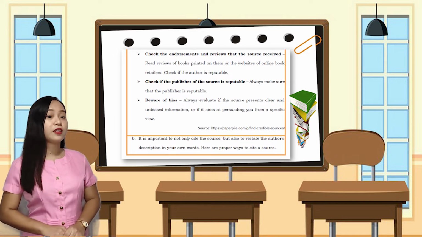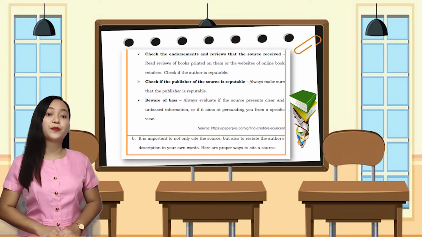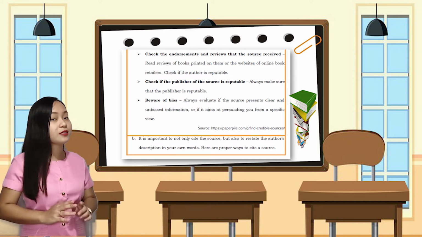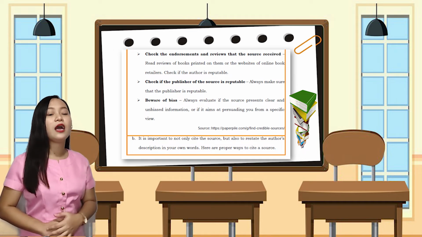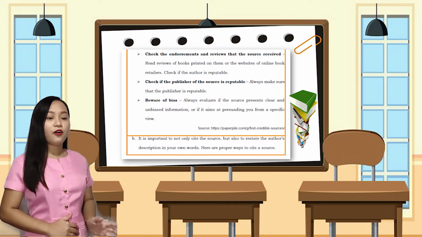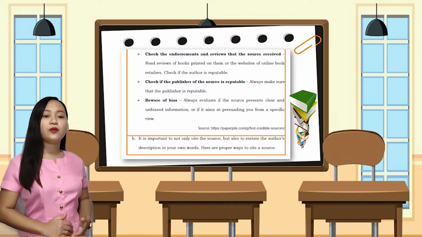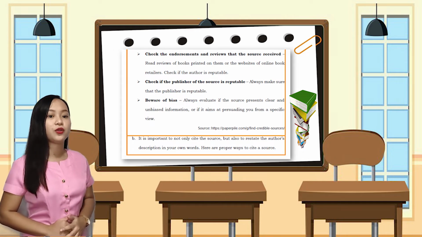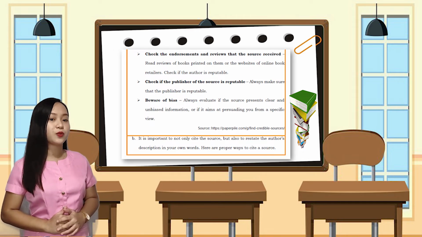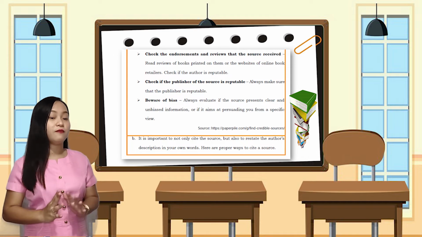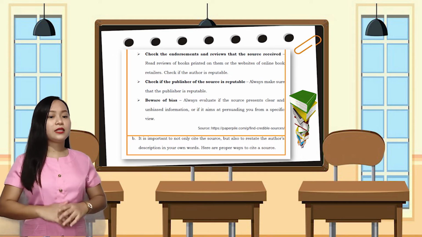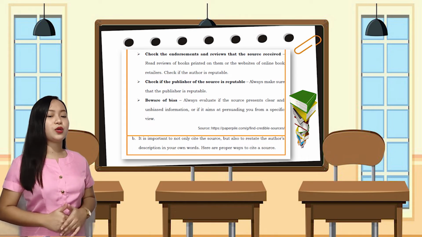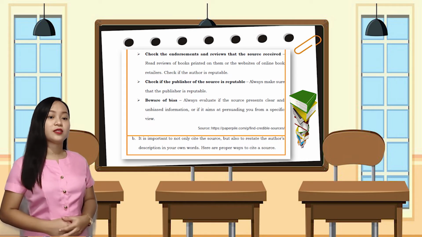Next, check if the publisher of the source is reputable. Always make sure that the publisher is reputable. And lastly, beware of bias. Always evaluate if the source presents clear and unbiased information or if it aims at persuading you from a specific view.